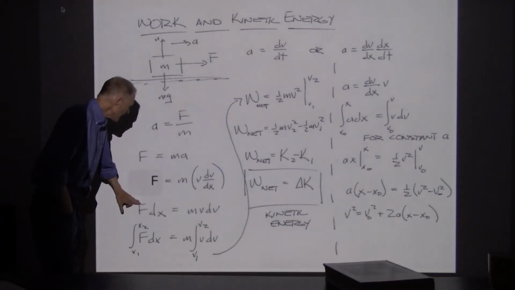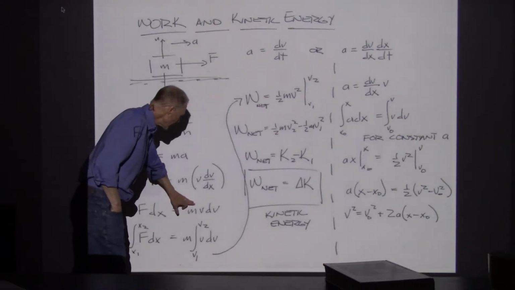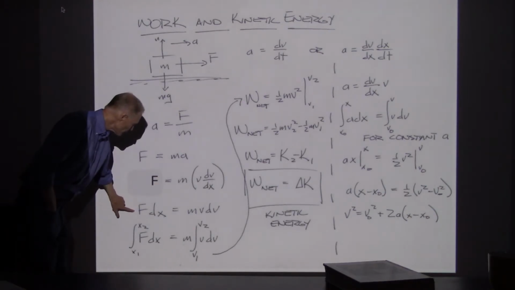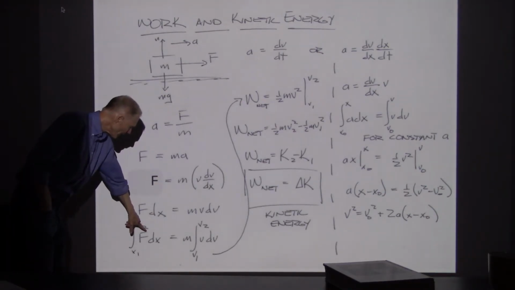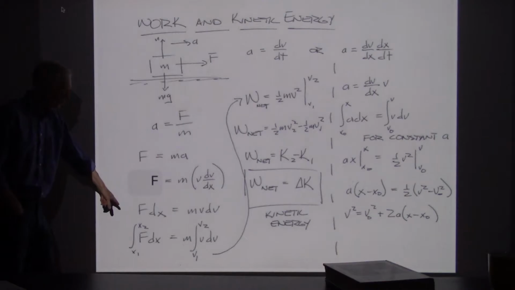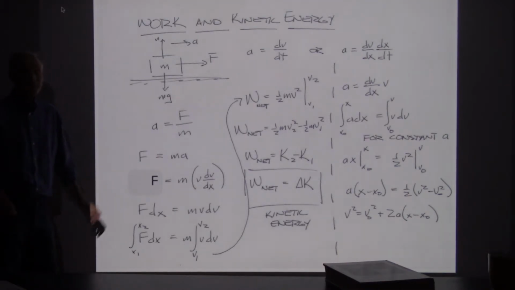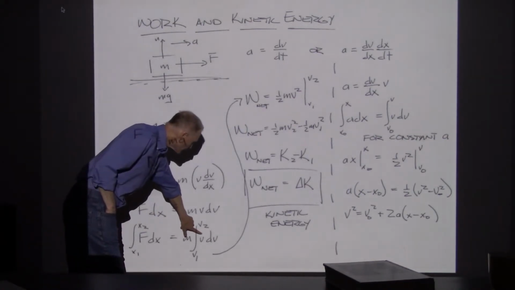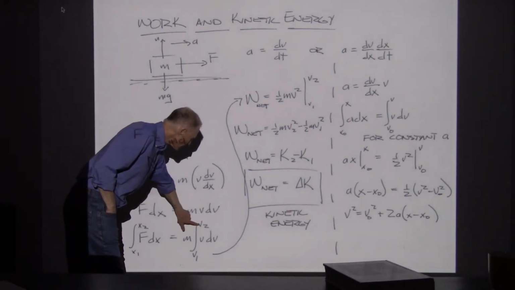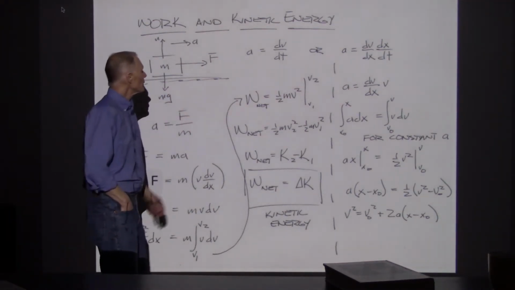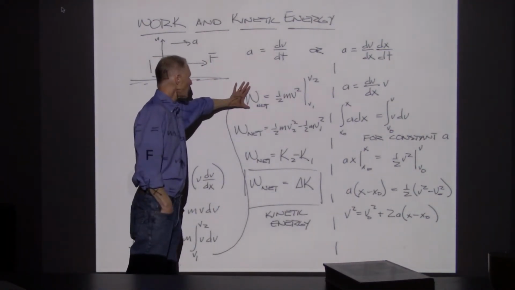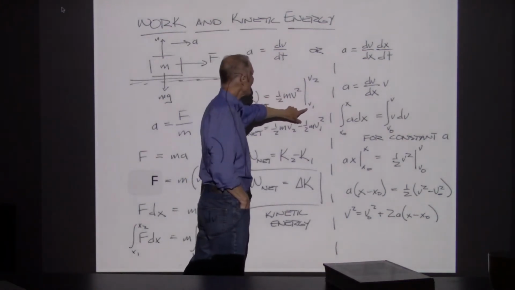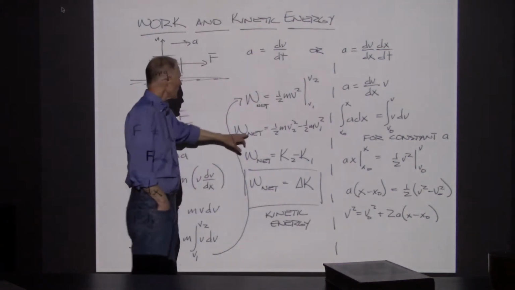So this is going to become f dx is equal to mv dv, and what happens when we integrate these two sides? Well, this becomes the integral of f dx. You know what the integral of f dx is? That's work. And the other side becomes m times the integral of v dv between v1 and v2. Now, the left side became the net work. The right side became 1/2 mv squared evaluated between v1 and v2.